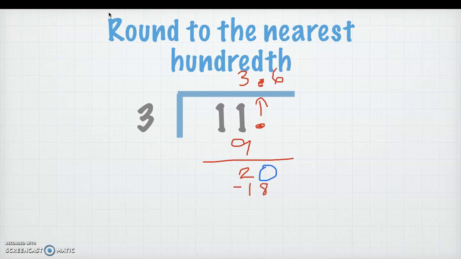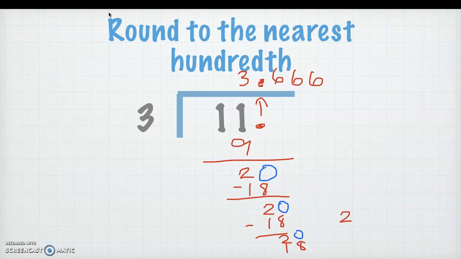18. Subtract, remainder 2. I annex a 0 again because I don't want a remainder, and I keep doing my division. 6 times 3 is 18, again remainder 2. I annex a 0. And then we have 6 times again. 6 times 3 equals 18. And then remainder 2 again.